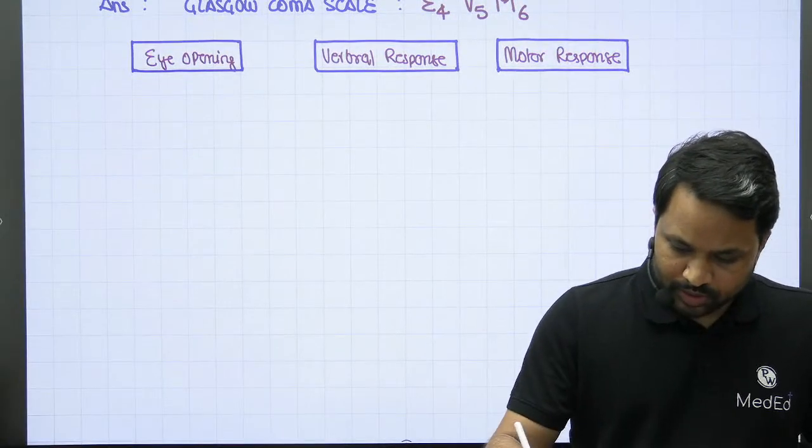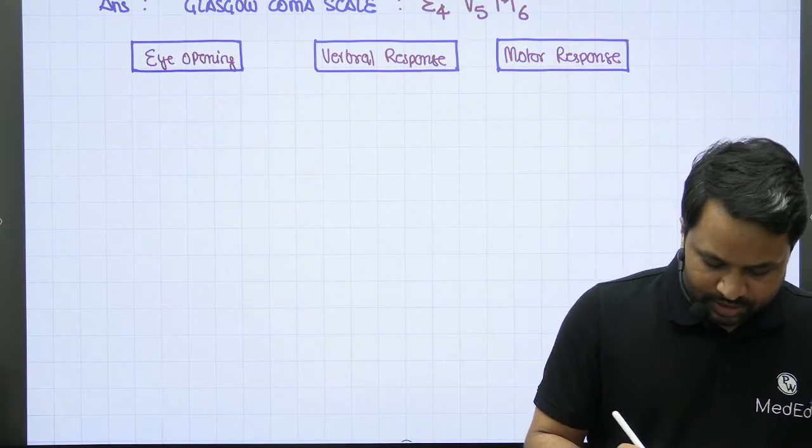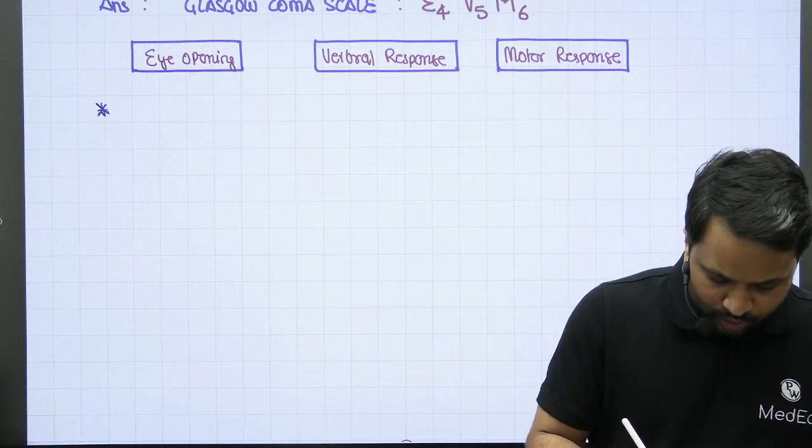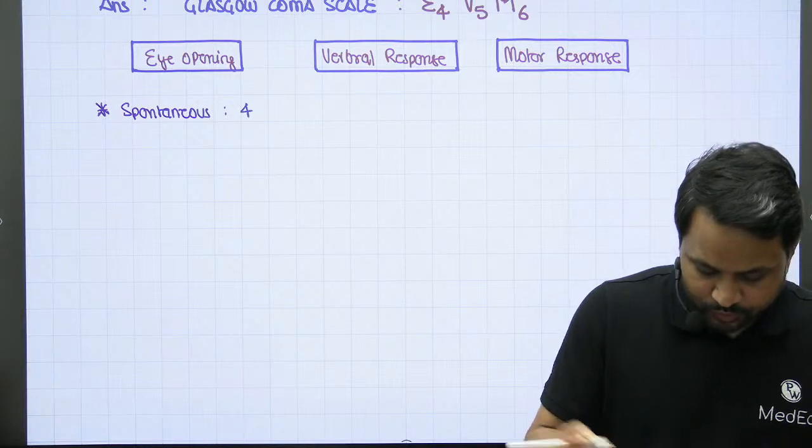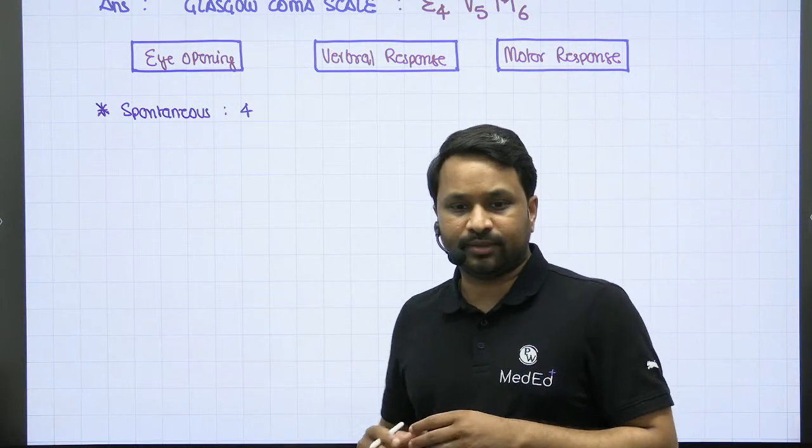So we'll be considering all three of them. Now, how do you do an assessment for these responses? The eye opening, if it is spontaneous, a score of 4 is given. That means you don't need to do anything.